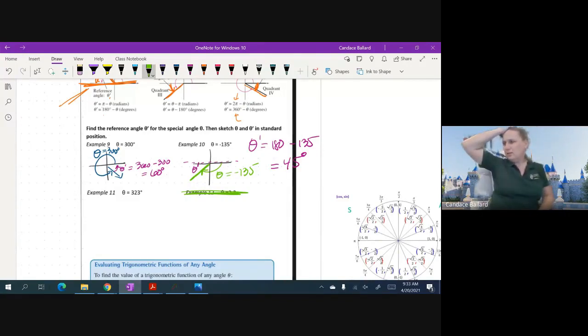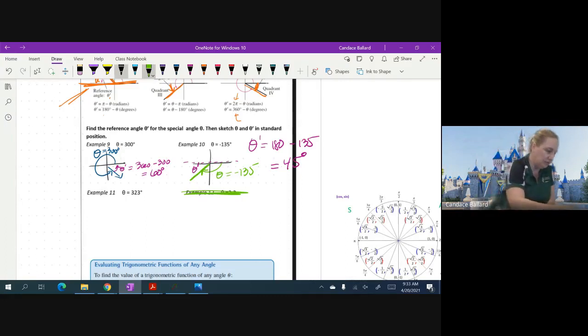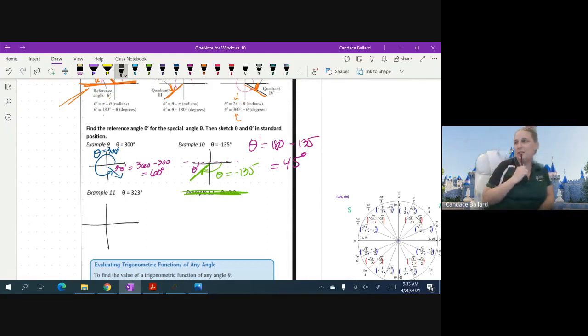All right. Let's take a look at 11. So 11 isn't one of our standard ones that we have on the unit circle. It doesn't fit a 45, 30, or 60 or a quadrant angle. So this is kind of our true test of what's going on here. So we're going to start by drawing my XY axis. Can you tell me which quadrant would 323 land in?